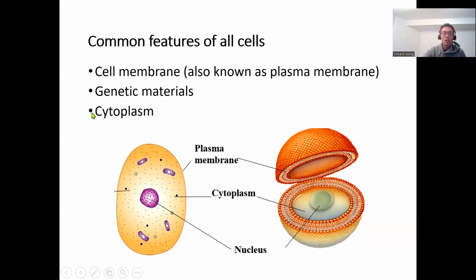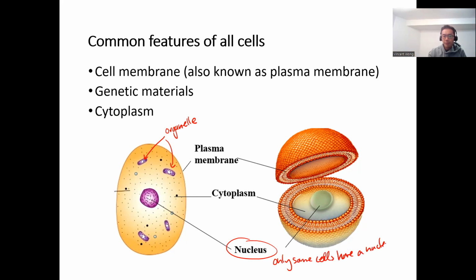And lastly, we have something called the cytoplasm. Cytoplasm is kind of like a gel-like liquid that is inside the cell. It makes up a majority of the volume of the cell. And you have all these structures that are kind of suspended inside this cytoplasm. We have these things called organelles that are in the cytoplasm. Sometimes they would have a nucleus to package the genetic material, but not all cells have a nucleus. Only some cells have a nucleus.